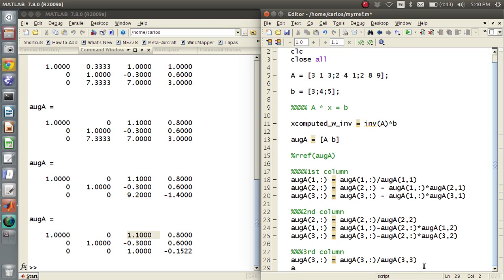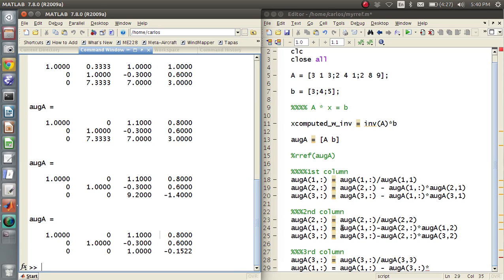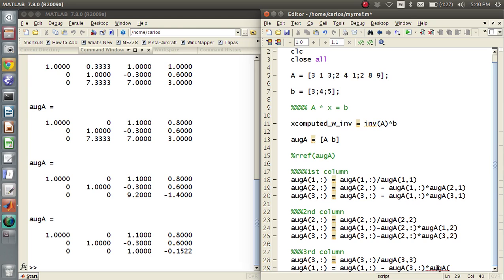I take aug_a of the first row equals the first row minus aug_a of the third row times, and I have to be very careful here. I'm going to subtract off the third row, multiplying it by this guy here, which is aug_a 1, 3. And let's see if that worked. And it did. There we go. I got a 0 up here.